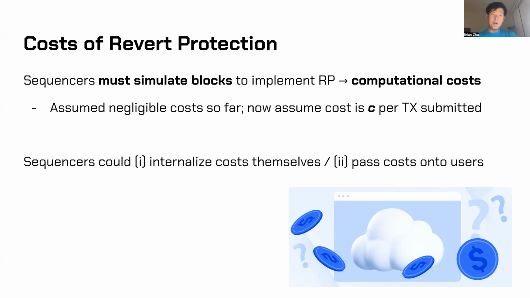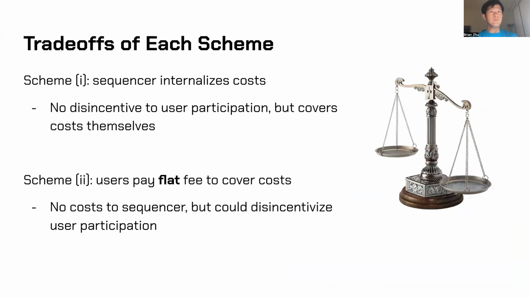So in our baseline model, we've assumed that these costs are negligible, but let's now assume that the cost is C per transaction submitted. We consider two schemes for the sequencer given these computational costs. First is they just internalize the cost themselves, or second, they pass costs on to users. So under the first scheme, there's no disincentive to user participation, but on the other hand, when you're computing the total sequencer's profit, they need to cover these costs themselves.